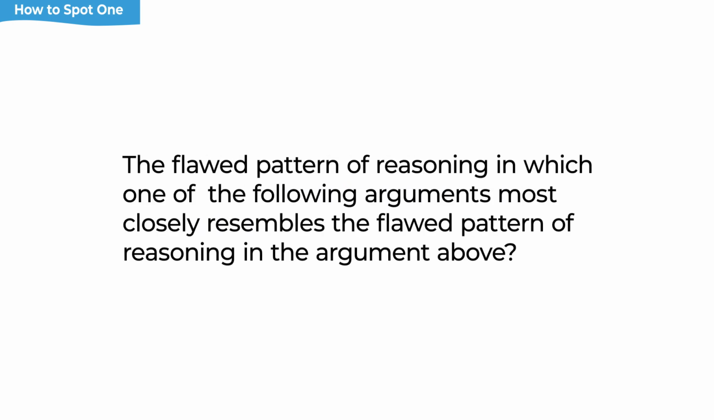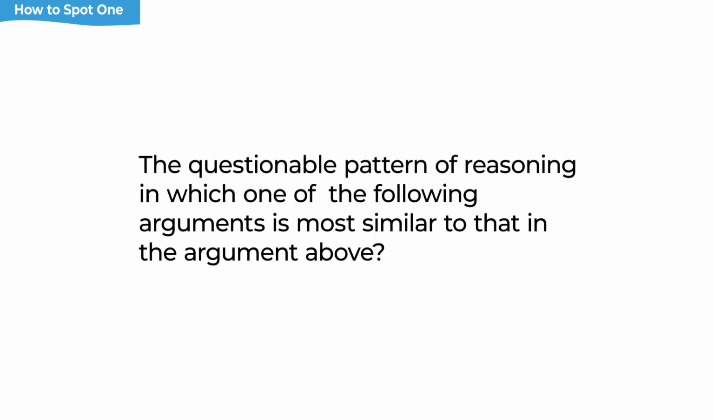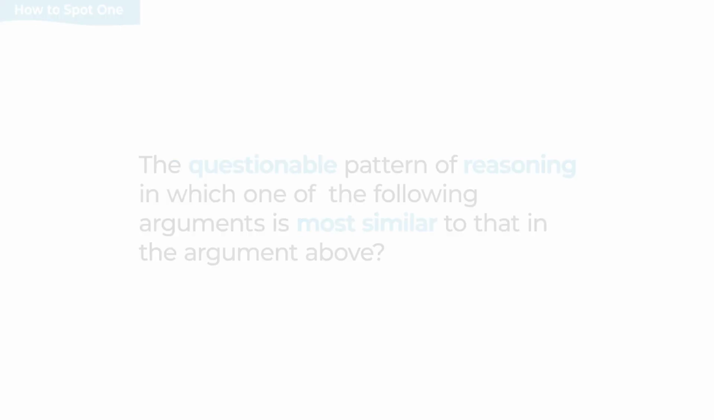Here's another one. The flawed pattern of reasoning in which one of the following arguments most closely resembles the flawed pattern of reasoning in the argument above. Again, we're looking at a flawed pattern of reasoning, and we're looking for it to most closely resemble the reasoning above. In this question stem, we get: the questionable pattern of reasoning in which one of the following arguments is most similar to that in the argument above. So we're getting questionable reasoning, most similar to, that tells us that we're looking at a parallel flaw question.